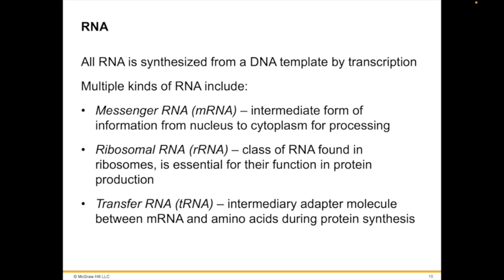Ribosomal RNA. This class of RNA is found in ribosomes and is called rRNA. There are multiple forms of rRNA, and rRNA is found in both ribosomal subunits. This rRNA is critical to the function of the ribosome. Transfer RNA. The intermediary adaptive molecule between mRNA and amino acids is tRNA. Transfer RNA molecules have amino acids covalently attached to one end and an anticodon that can base pair with an mRNA codon at the other. The tRNAs act to interpret information in mRNA and to help position the amino acids on the ribosome.